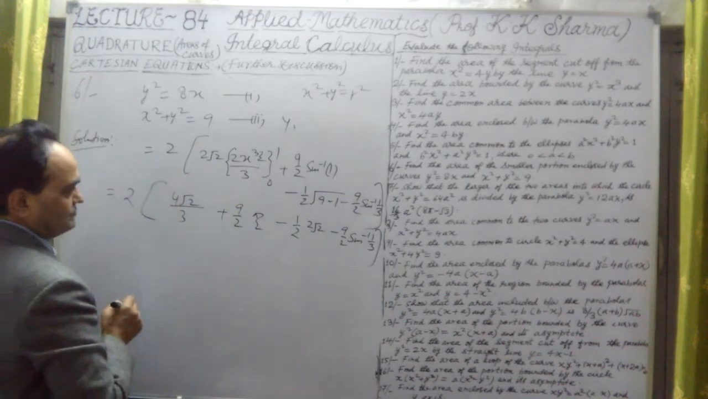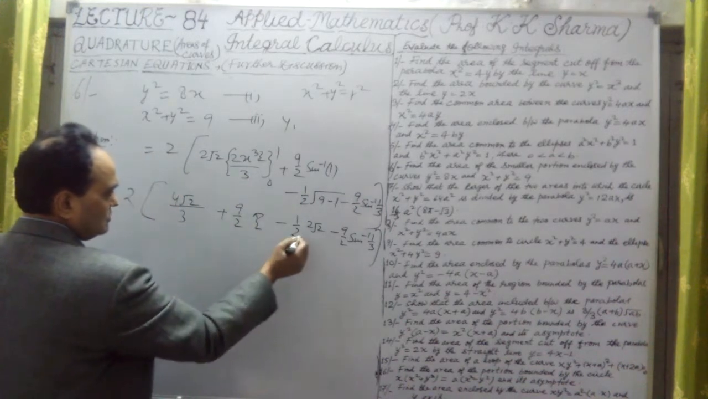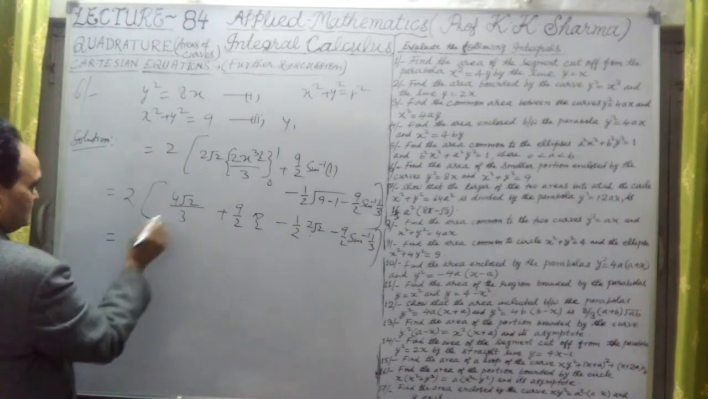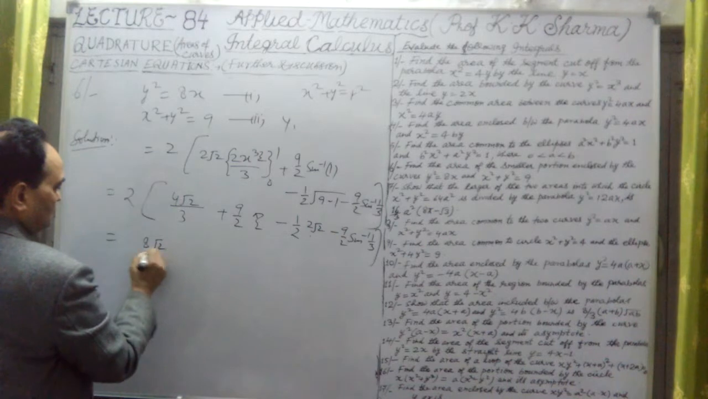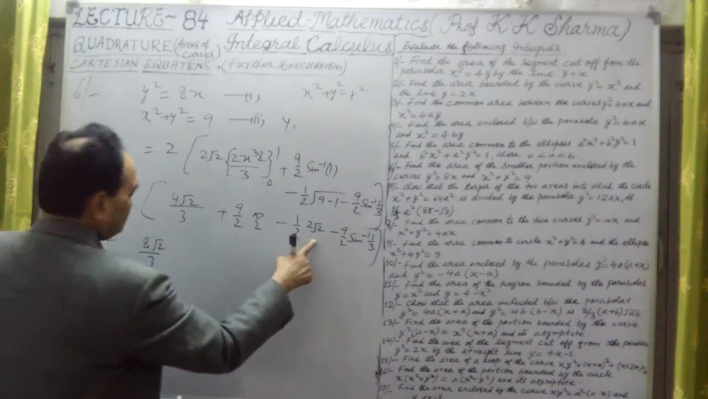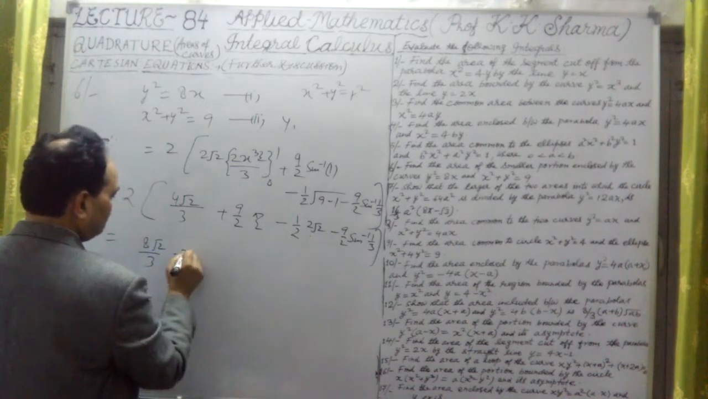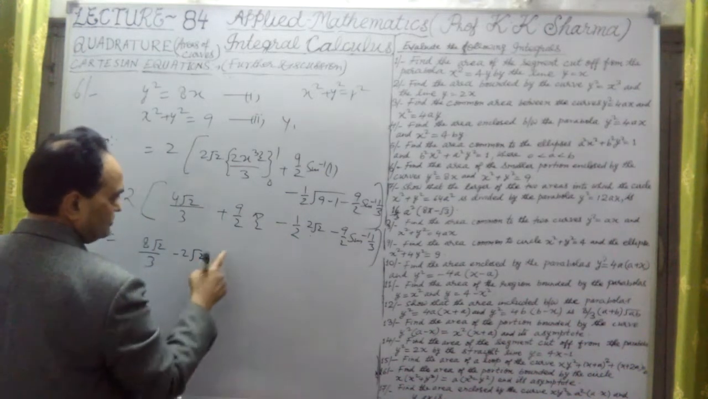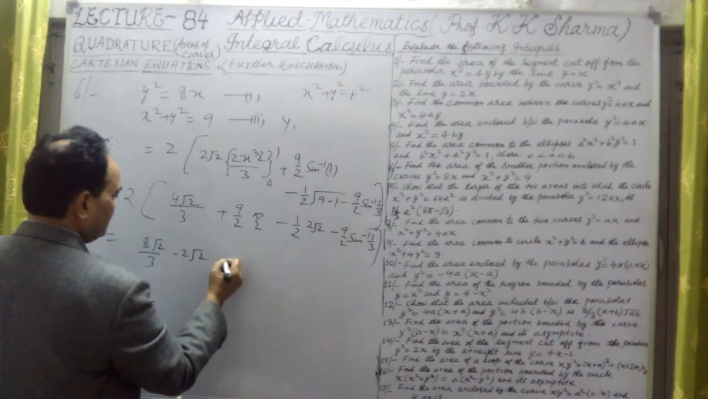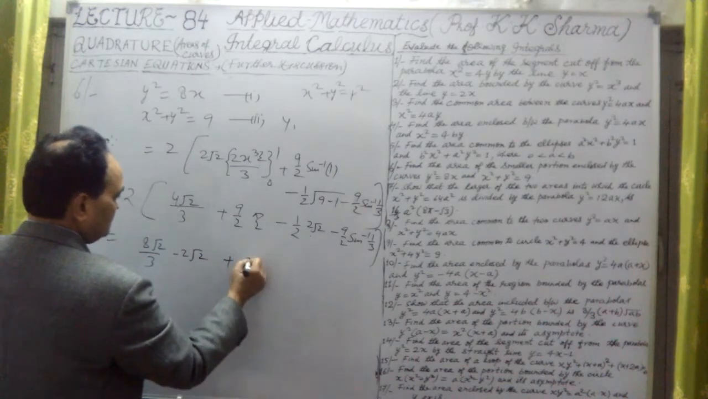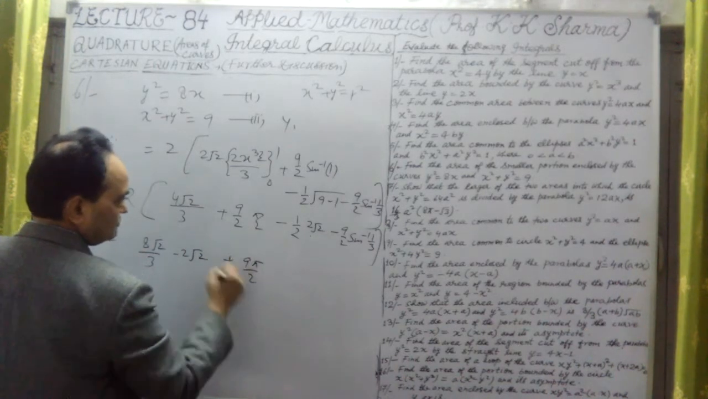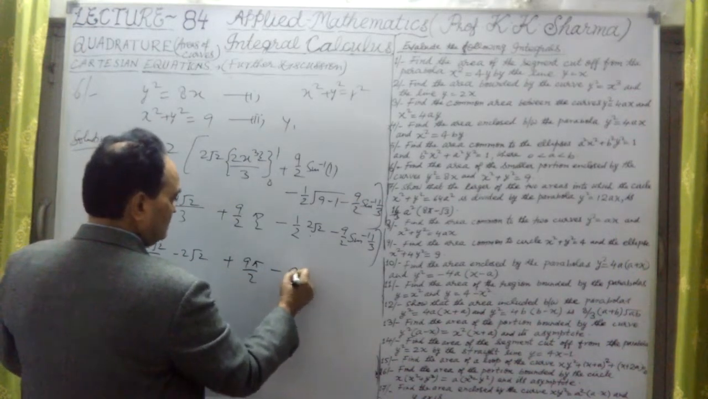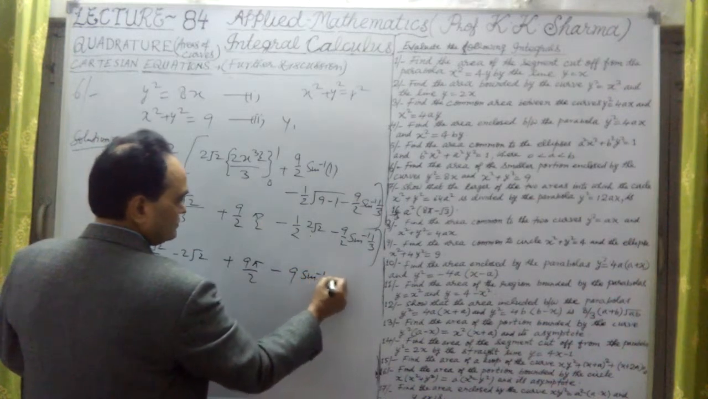Let me further solve them. If I multiply by 2 here, the first value will be 8 root 2 upon 3, and the 2 cancels out. This is minus 2 root 2, where the 2 multiplied to this half cancels out. Here it will be plus 9 pi upon 2, this value, minus, the 2 cancels out, 9 into sine inverse 1 upon 3.